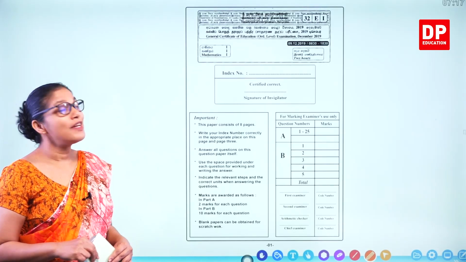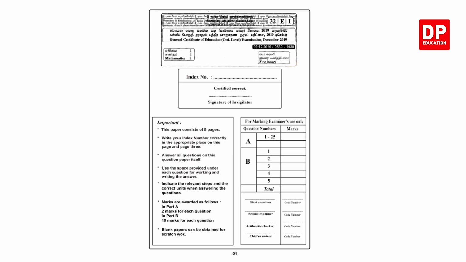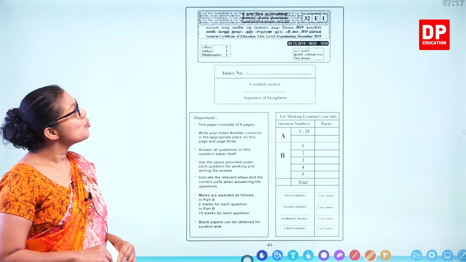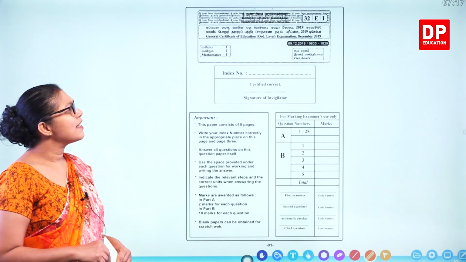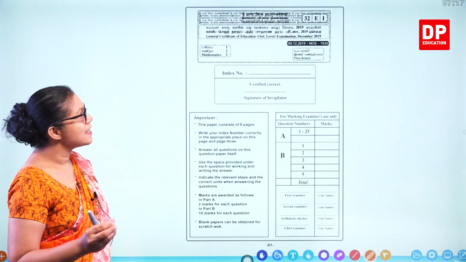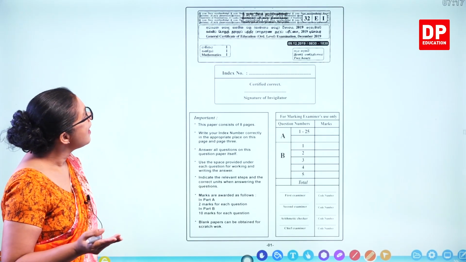Hello students, today I am going to do the 2019 O-level paper. So this is the front page, paper 1. So it says 32E1. So what it means, 32 means the number given for mathematics paper and E means English paper 1.